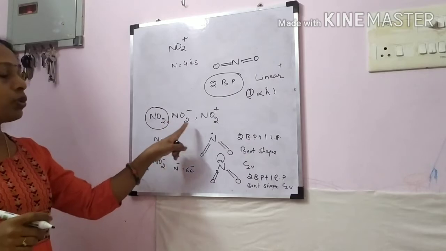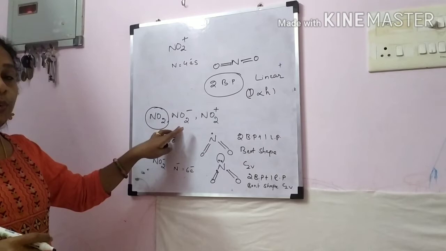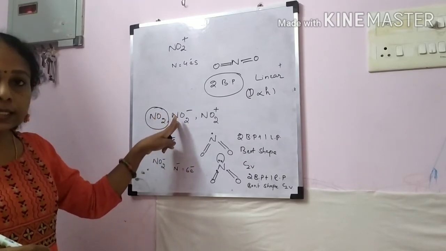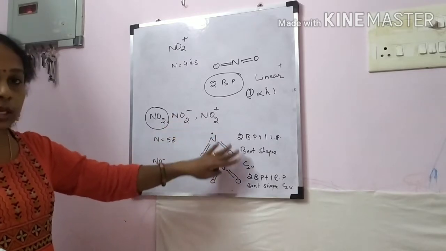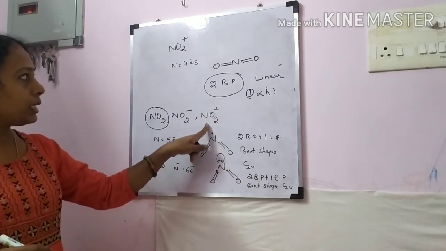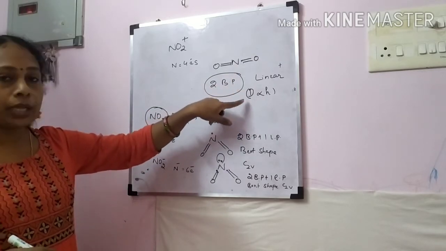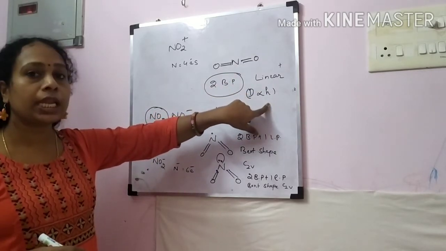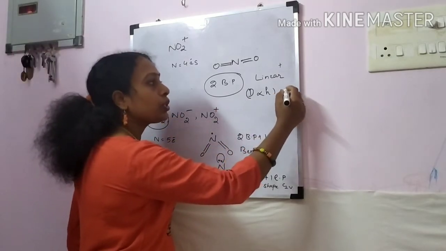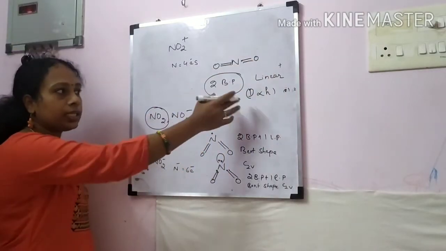So if you get this question, NO2, NO2 minus and NO2 plus: NO2 has nitrogen with 5 electrons, NO2 minus has 6 electrons, and both belong to the category of bend shape and C2V point group. If you see NO2 plus, it has only 4 electrons. It is a linear shape molecule, 2 bond pairs alone, and belongs to the category D infinity H. There is a center of inversion present. If there is no center of inversion, then it could have been C infinity V. Here the case is different.